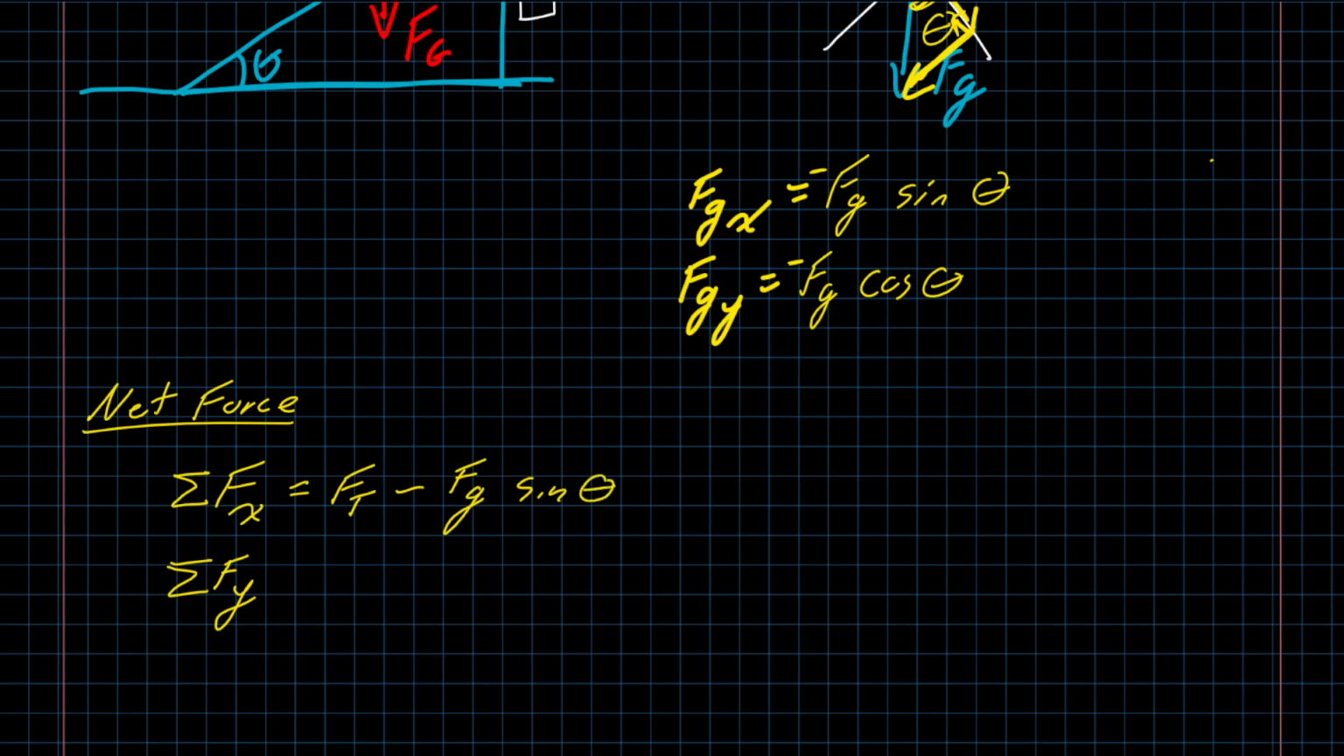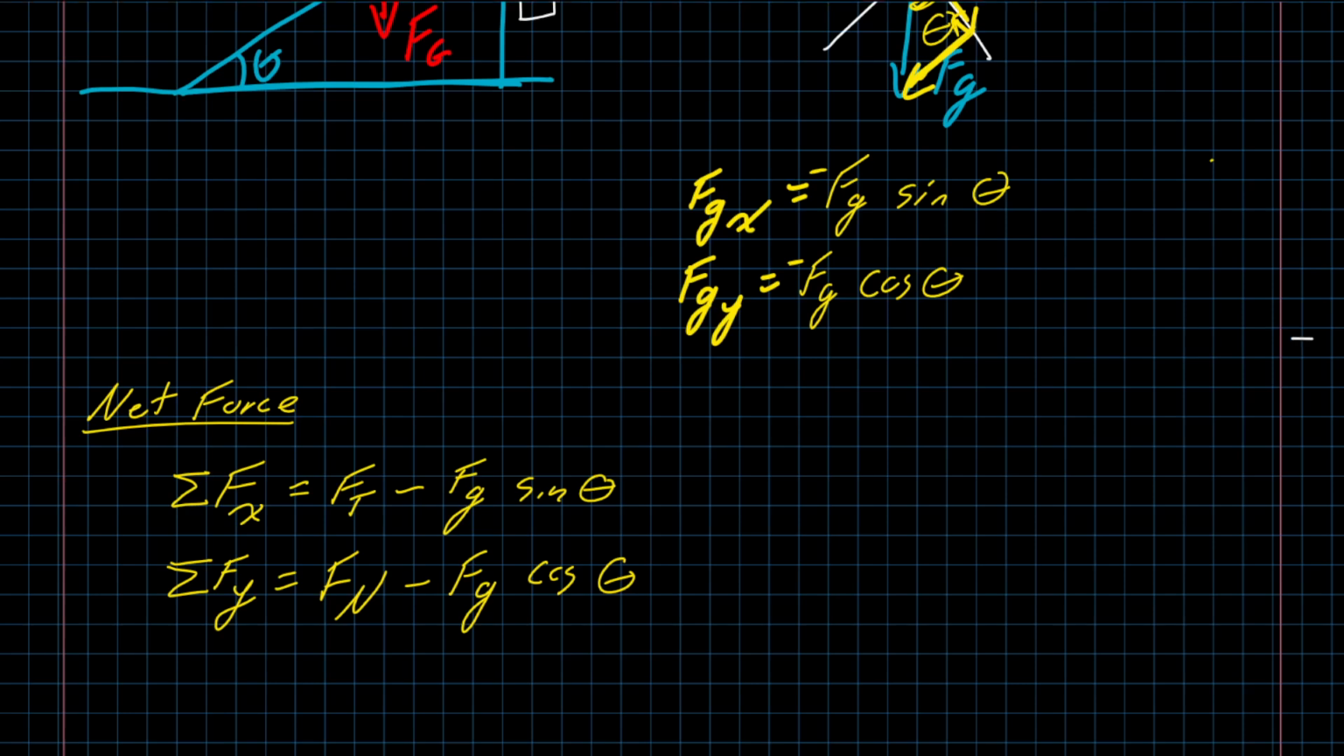Right? Tension is Ft. Force of gravity in the x direction is minus Fg sine theta. In the y direction, we had the normal force and the negative of the y component of gravity, so Fg cosine theta. If I put some numbers in here, then we're going to be able to get some work done with this.